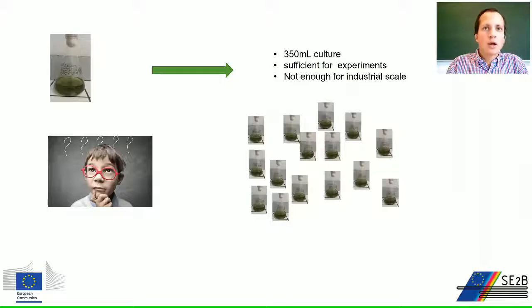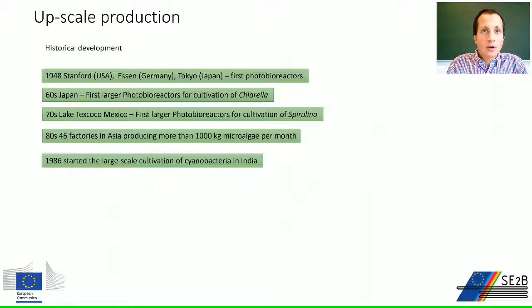So while a flask culture could provide a sufficient amount for an experiment in a lab, which structure would produce the relevant quantity for industry? That question was answered in the late 50s when the first photobioreactors were developed in the USA, Germany and Japan. In the following decades, the size of these reactors grew for cultivation of chlorella and spirulina. Through time, that production continued to grow more and more and resulted in an extended production in the late 80s in Asia, and more specifically in the region of India.